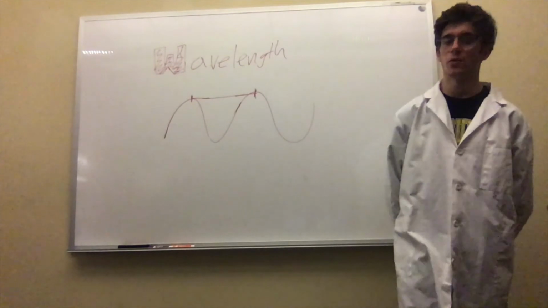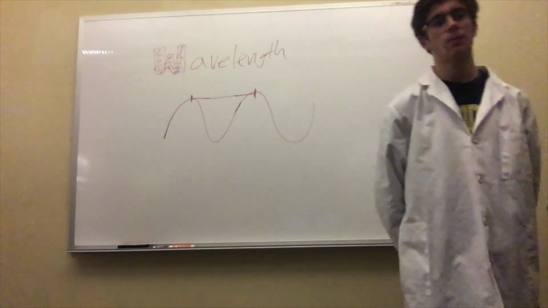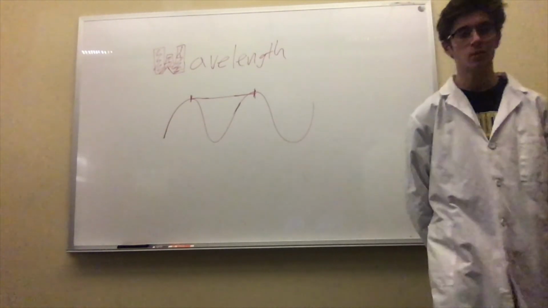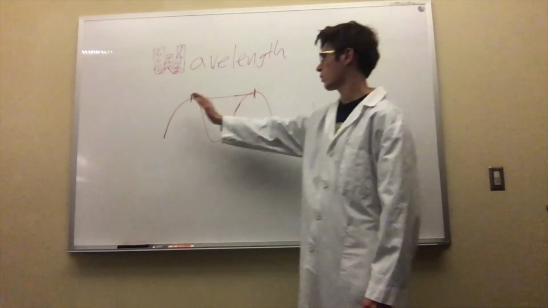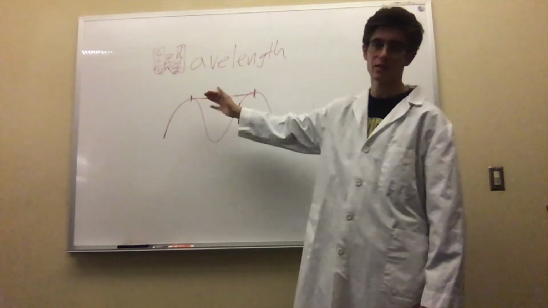Next up is W, which stands for wavelength. The wavelength is a property of a wave that is the distance between identical points between two successive waves. The distance from one crest to the other crest is the wavelength, which is symbolized in this image here.